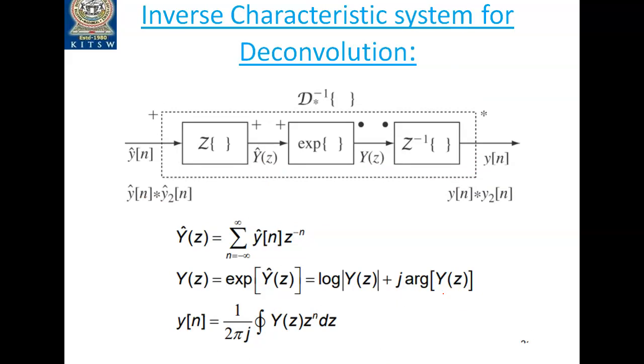And similarly for the inverse characteristic system for the deconvolution, when you want to consider the Z domain, this is how it looks. So this is the y of n.